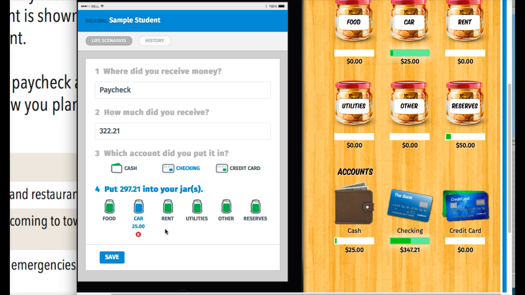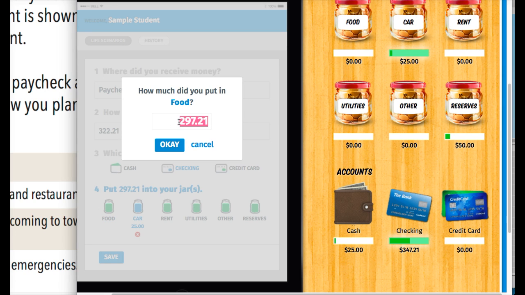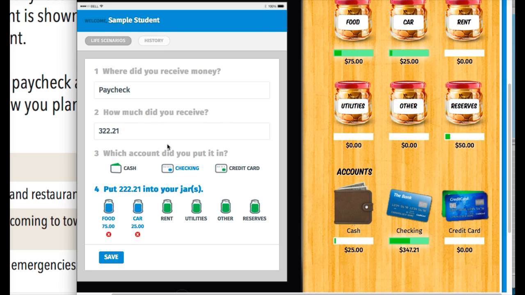Now the next one, $75 for food. Click food. Now if you notice, it says $297. That's because it took my paycheck and it took $25 out for the car. Now that leaves me with $297. So $75 is going to go for food. Okay. On the right, my food jar ups to $75. My favorite band is coming to town.